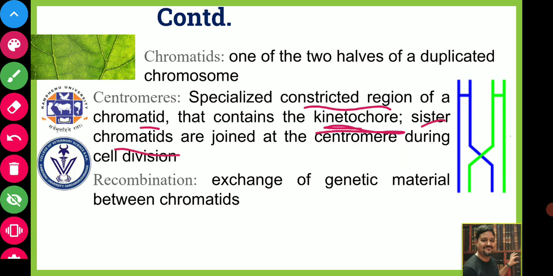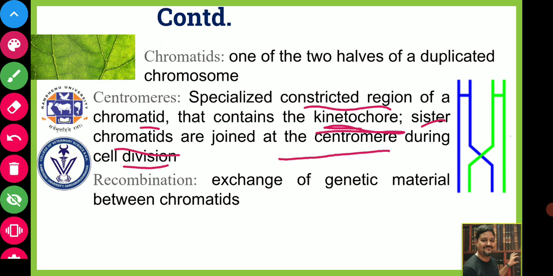Sister chromatids are joined at the centromere during cell division. So at the time of cell division, these two sister chromatids join together at a point. That point is known as the centromere, and it is composed of kinetochore. Kinetochore is a protein. When you study cells and cell division, you will study these things in greater detail. We know that on the basis of the position of the centromere, we have classified chromosomes into different types, and different names have been given. That we will study in later classes.